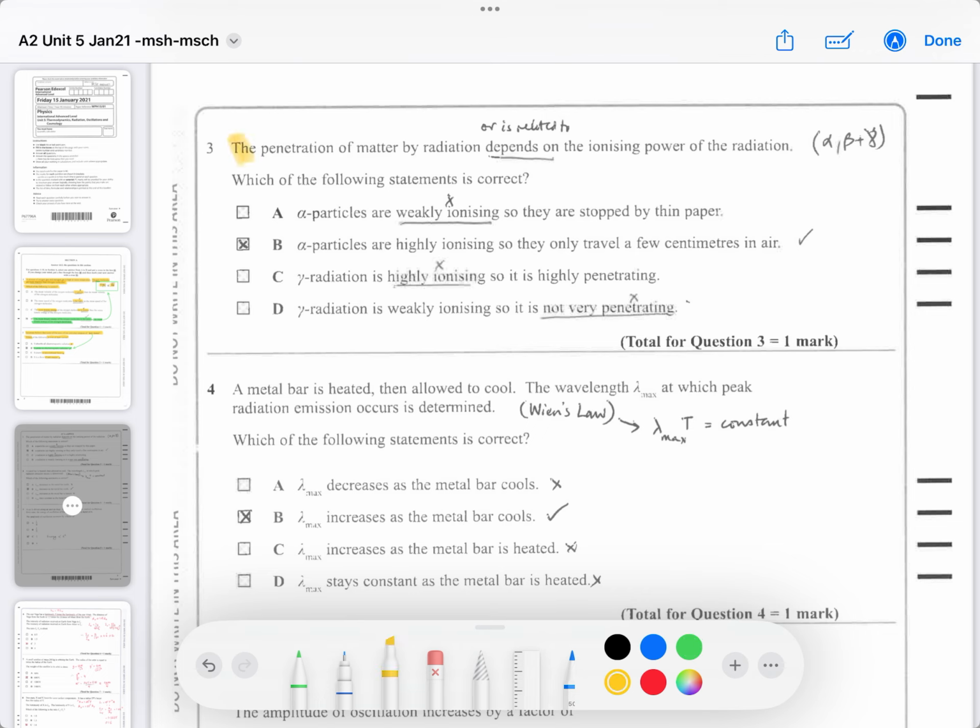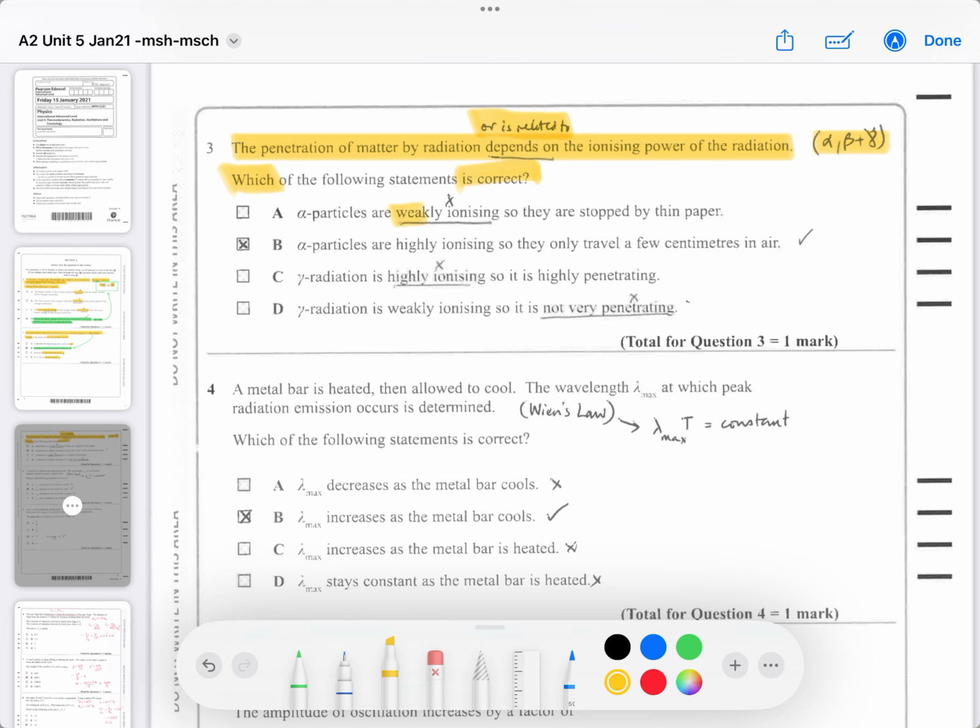The question 3, the penetration of matter by radiation depends on the ionizing power of the radiation. Now here they're talking about alpha, beta and gamma, so it's from the radioactivity topic. So I've changed the wording for myself when I'm reading it, depends on or is related to the ionizing power, okay? I just think that's a better way of wording it. Which of the A, B, C, or D is correct? So you're looking for the correct answer. And again, I've underlined the bits which are incorrect.